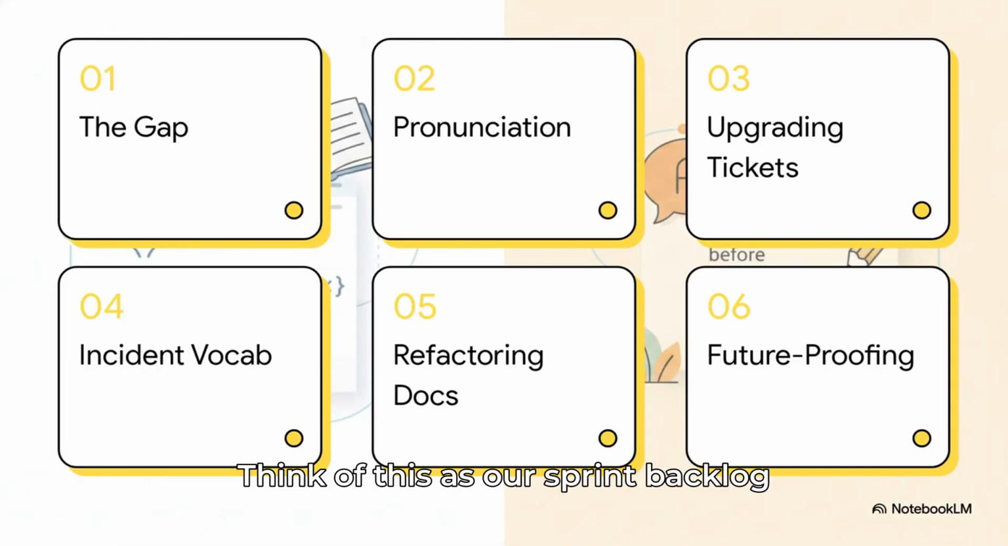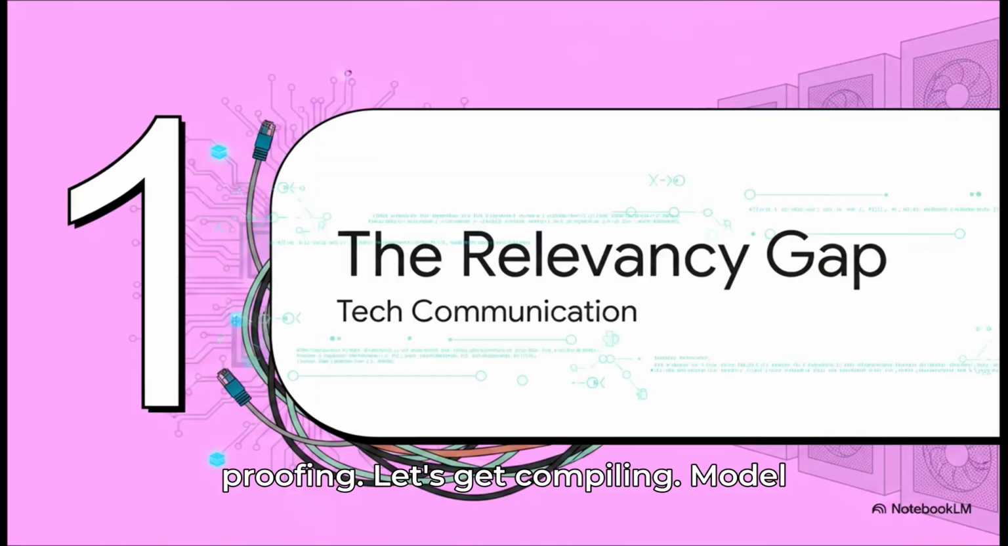Think of this as our sprint backlog for today. The gap, debugging pronunciation, upgrading tickets, incident vocab, refactoring docs, and future-proofing. Let's get compiling. Module 1.